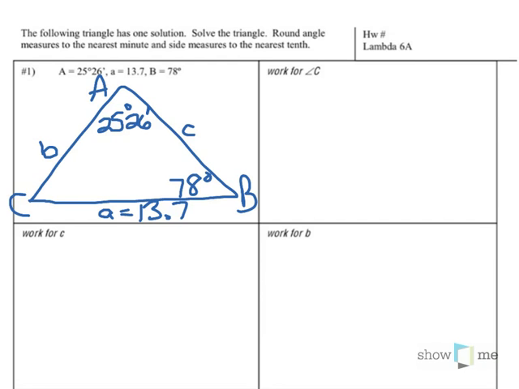The directions: the following triangle has one solution. Solve the triangle. Round angle measures to the nearest minute and sides to the nearest tenth. To determine how we're going to solve this problem, we see if we have an angle and a side opposite that angle, which we do. If we have that, we're going to use the law of sines.